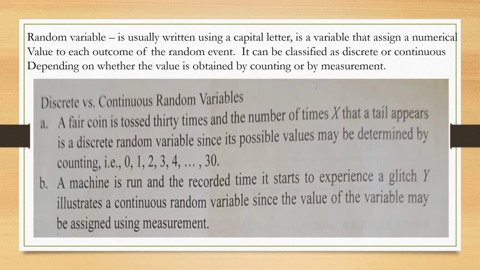Okay, letter B: a machine is run and the recorded time it starts to experience a glitch. Y illustrates a continuous random variable since the value of the variable may be assigned using measurement. So talking about time, its outcome can be measured. So that belongs to a continuous random variable.